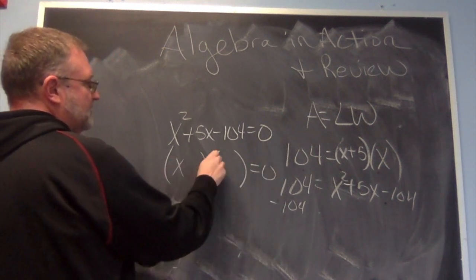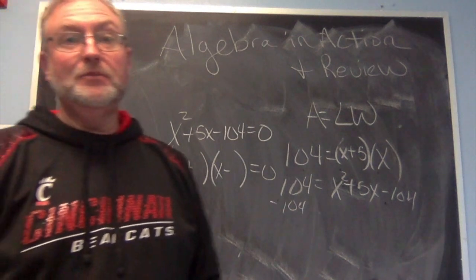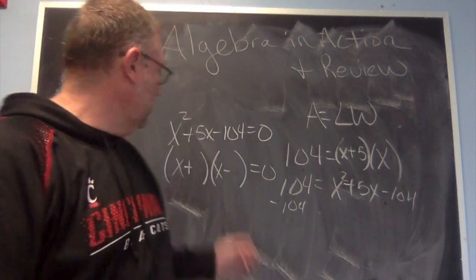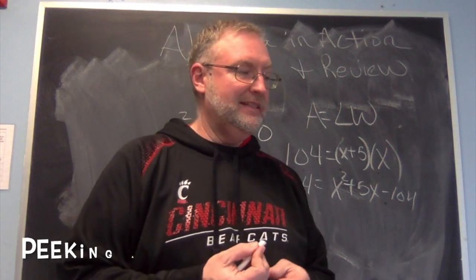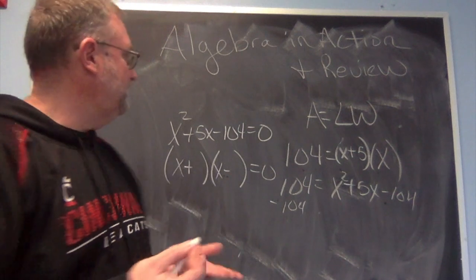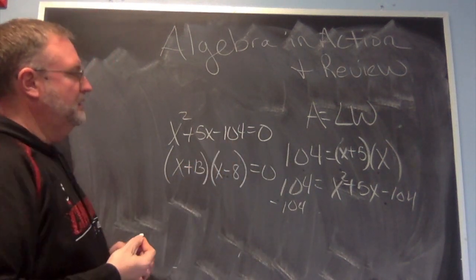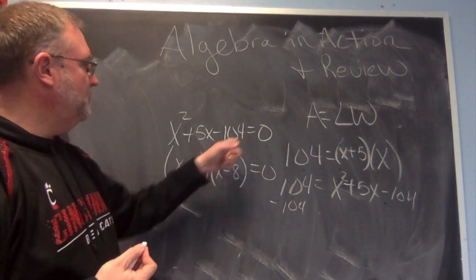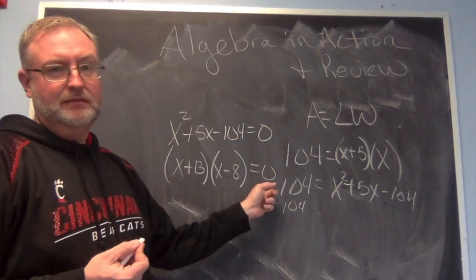I know I need x times x. I need a plus and a minus. And now what times what equals 104 when subtracted will give you 5? Now that one's not as easy, I get that. But the answer would be 13 times 8. 8 times 3 is 24, carry the 2, 104. So now I have these.